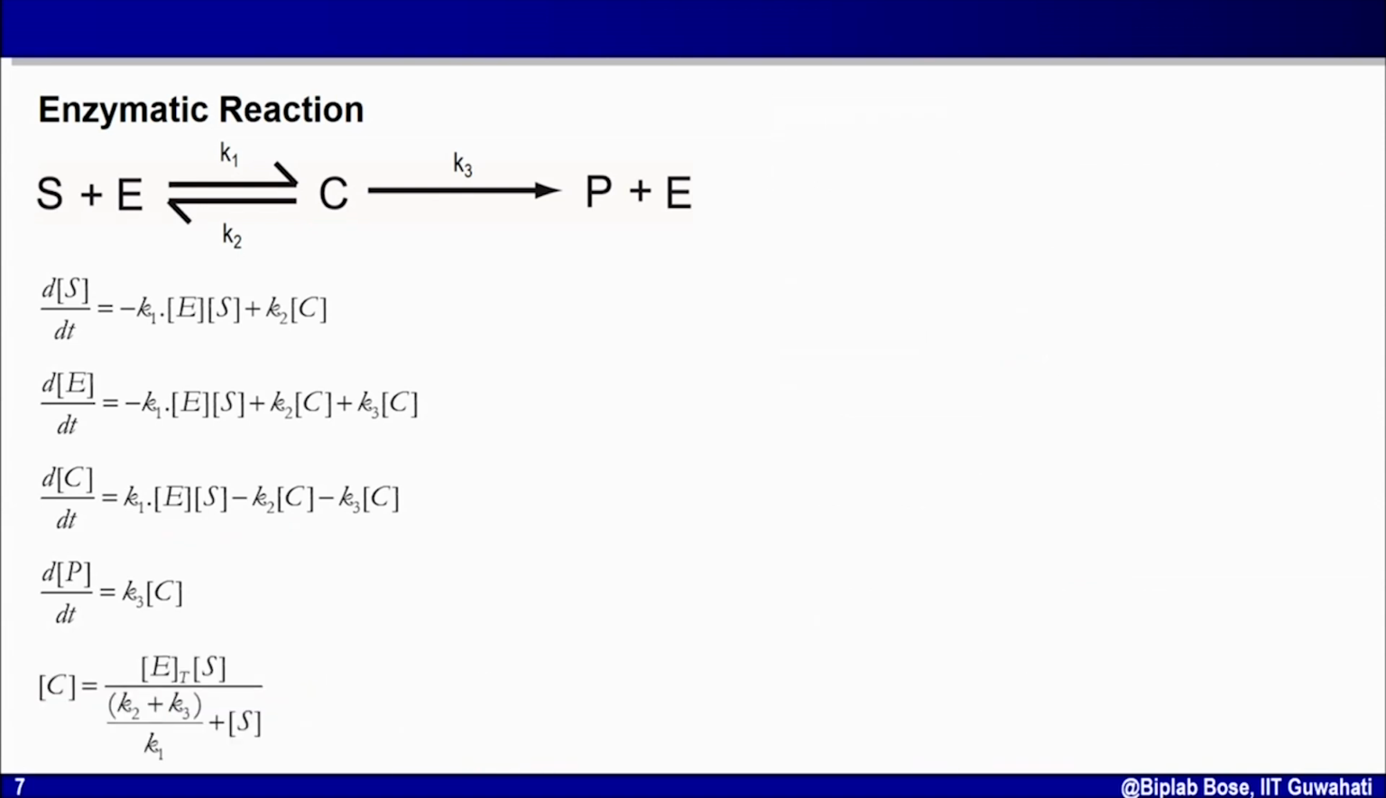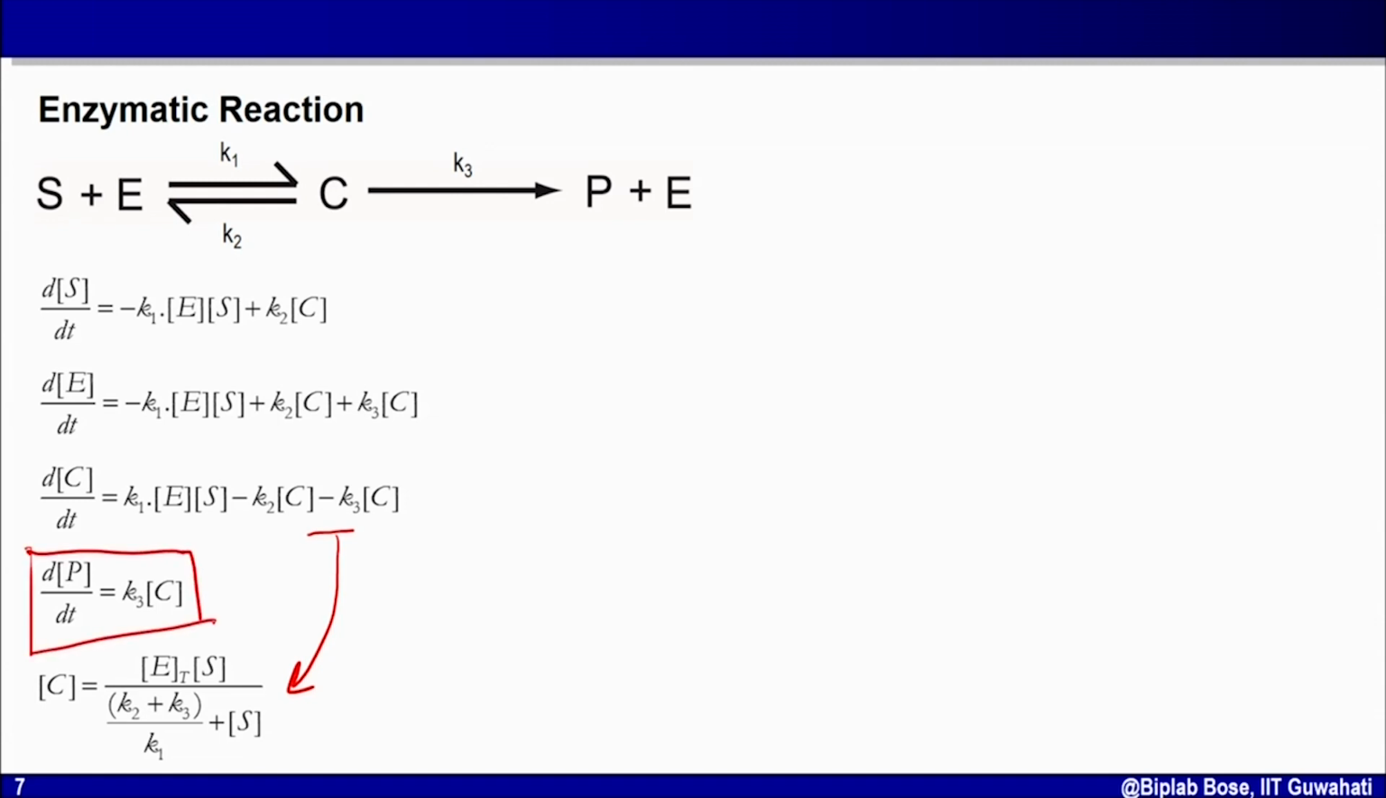So let us clean a bit. What I have got, this is my scheme and I have initially written down the ODEs. From the dC/dt, I have got this relation considering steady state for C, that C is equal to ET into S divided by (K2 plus K3) by K1 plus S. So now take this ODE.